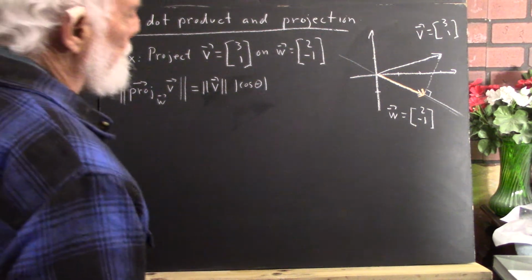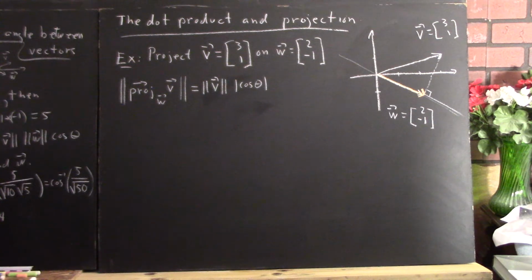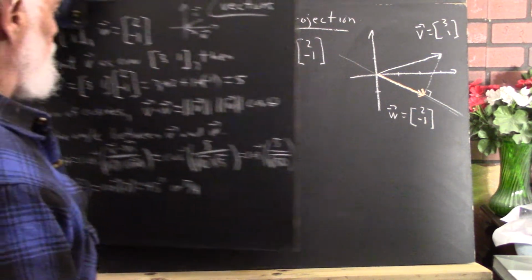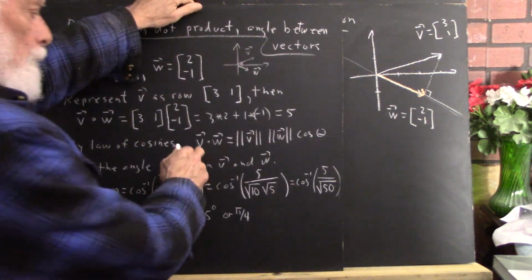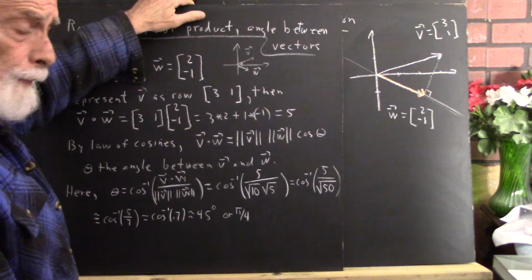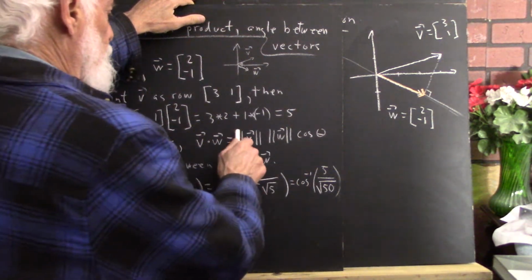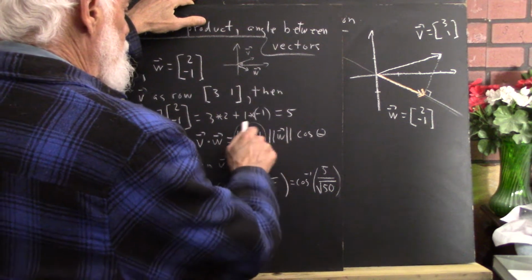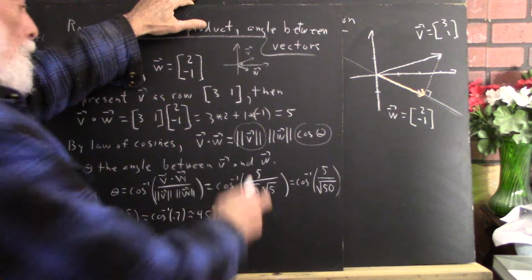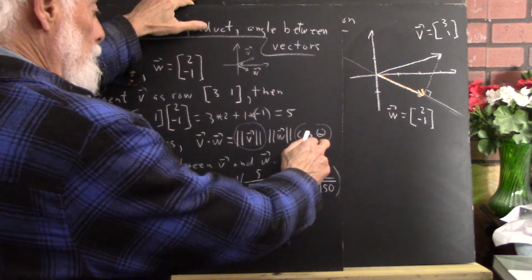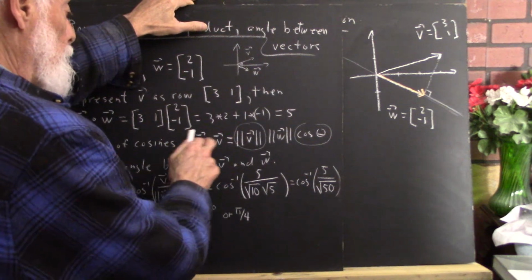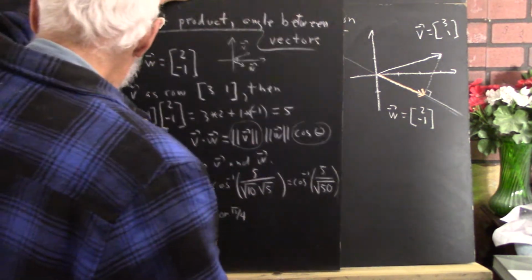Okay, well, we know from what we saw before that v dot w is the magnitude of v times the magnitude of w times cosine theta. And look what we've got here. We've got the magnitude of v times the cosine of theta right here. So the magnitude of v times cosine theta is just what we get when we divide out the magnitude of w. It's going to be v dot w over the magnitude of w.